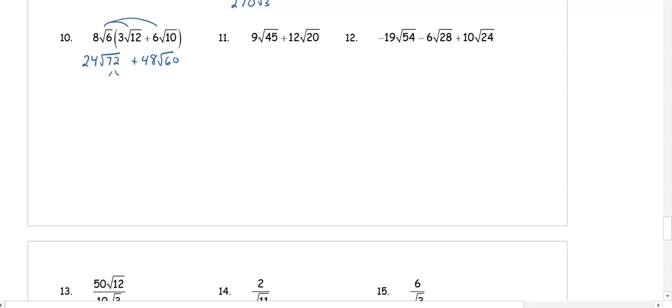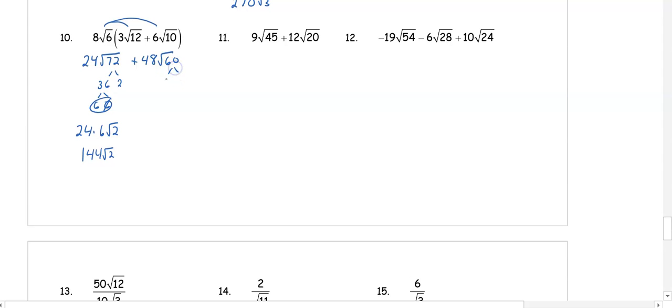Now we need to see if these can simplify. So 72 can break down to 36 and 2. 36 can break down to 6 and 6. So we have a pair of 6. So we're going to do 24 times 6 root 2 left over. So that's going to get us 144 root 2.